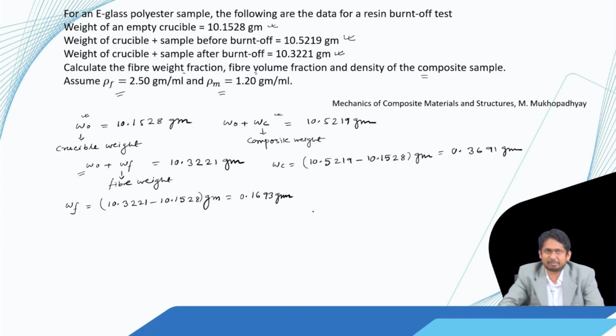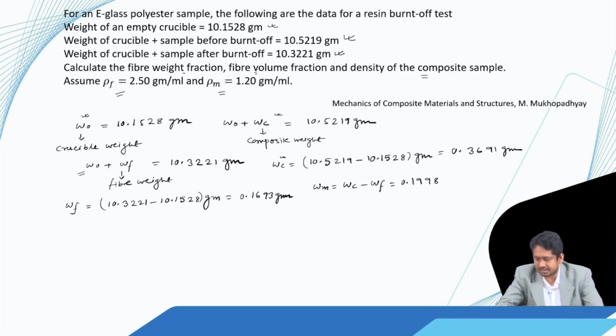Now, we have to find out the matrix weight. So, we know the weight of the composite. From the weight of the composite, if I just subtract the weight of the fiber, we get the matrix weight. So, weight of the matrix is equal to weight of composite minus weight of fiber, and if we do that, the result that we get is 0.1998 gram.